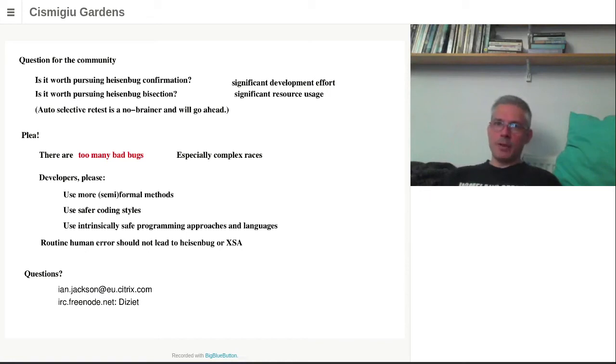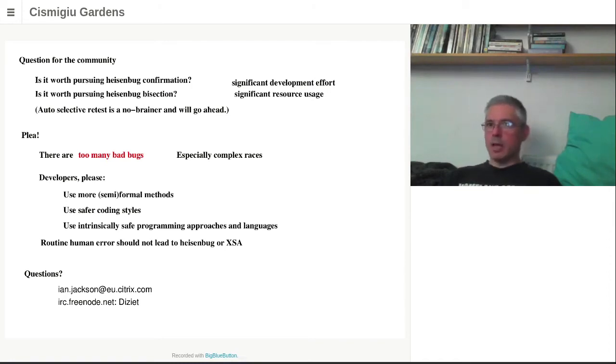And I also have a plea for the developer community. We've got far too many of these bad bugs. We've got far too many complex races. And I think a lot of that is due to our development style. We make too little use of semi-formal methods, often even basic internal data model and API invariants are not written down anywhere. Some of our coding styles are invitations to human error. And we make too little use of more modern ways of programming that are more intrinsically safe.